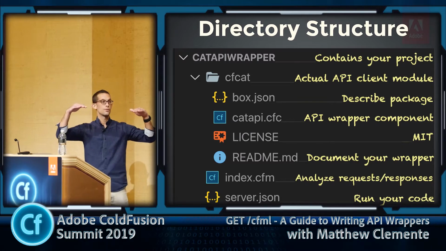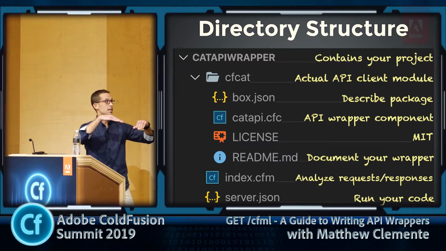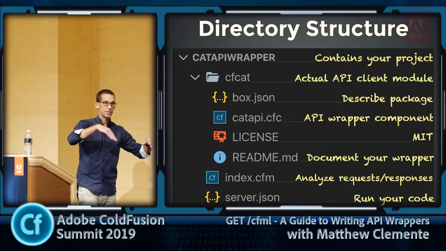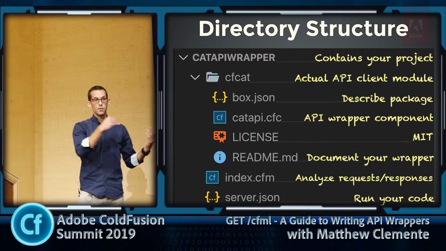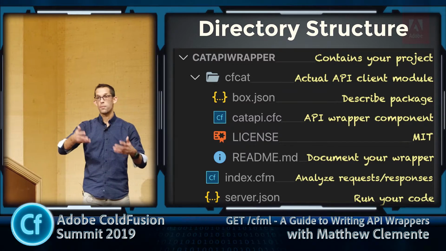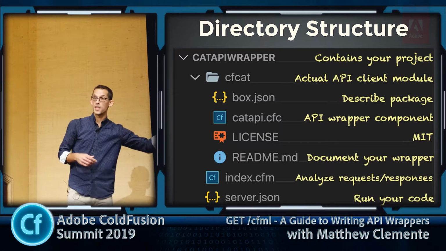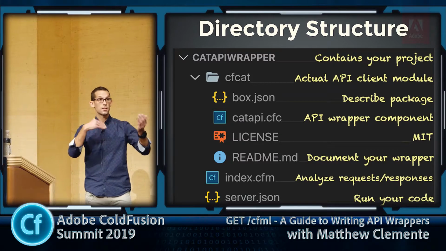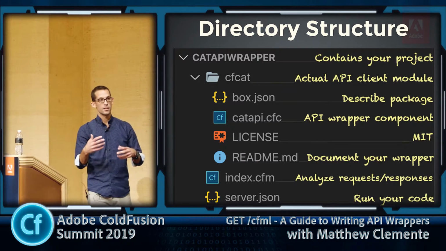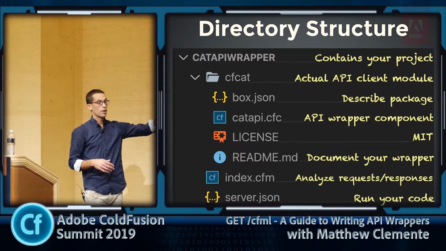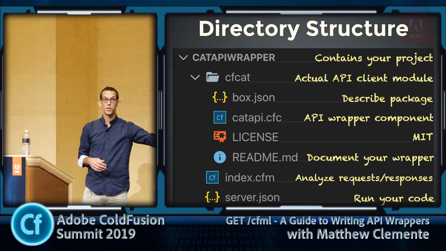So I have a top level folder, and I wouldn't put that in version control. It basically has an index.cfm and a server.json. That server.json tells CommandBox to spin up an Adobe 2018 server in this directory. And so I can use that index.cfm to test the calls that I'm making to the API. It makes it really easy to get up and running and started. All of my working with this API will happen within that Cat API wrapper folder.